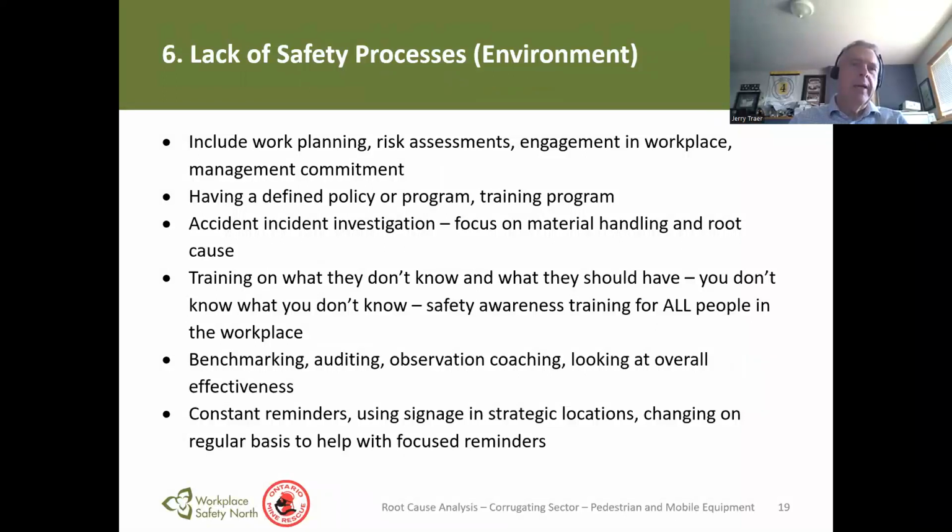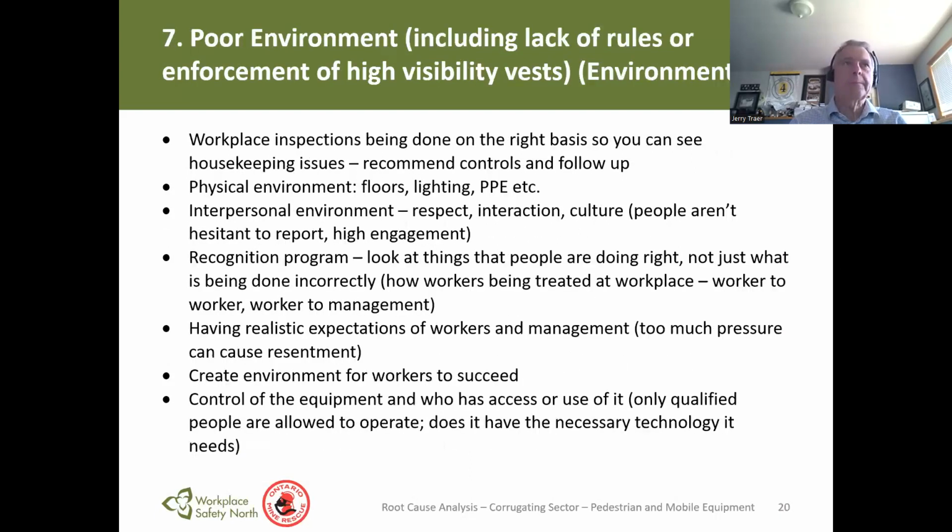And then benchmarking, auditing, observation, looking at overall effectiveness, and then constant reminders using signage and strategic location, changing on a regular basis to help with the focus reminders. So these are a lot of the controls we talked to for each of these 10 items we identified in the root cause.